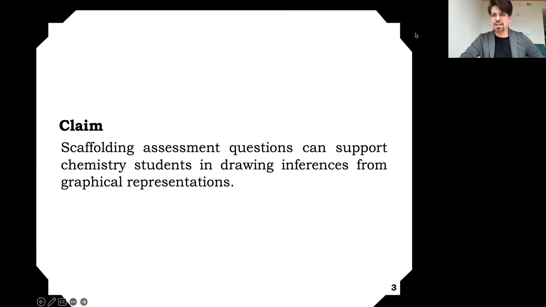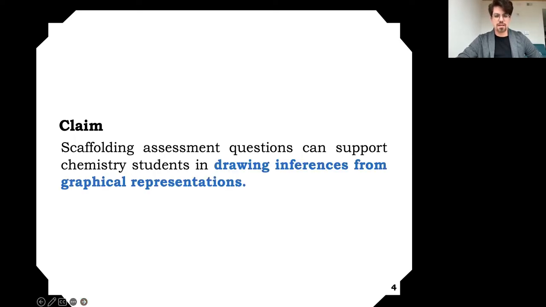All right, so in line with the goal of this webinar series, I'm going to start with a claim. Scaffolding assessment questions can support chemistry students in drawing inferences from graphical representations. And my goal here is to unpack the different parts of this claim. I'm going to start with the end here, drawing inferences from graphical representations.